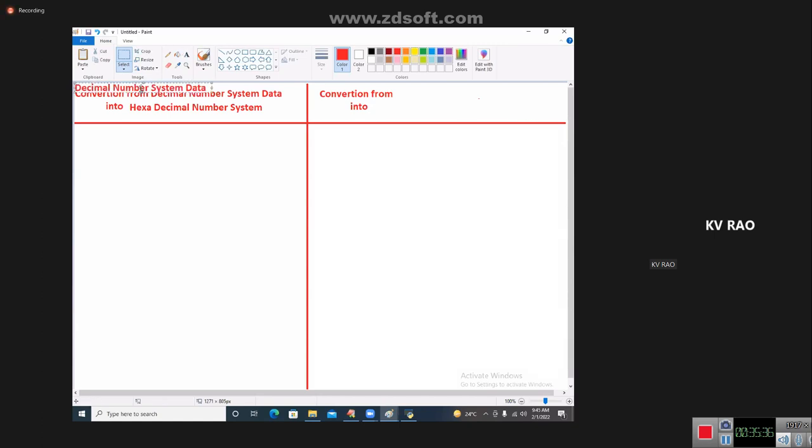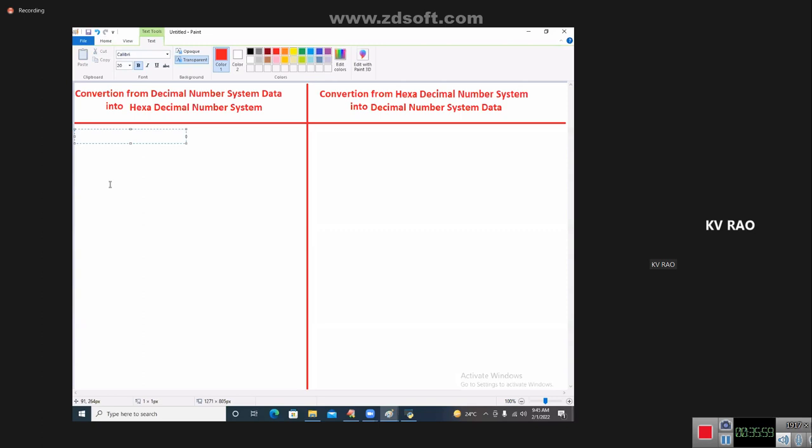I can take this into this area, converting from where? Hexadecimal here. Hexadecimal number system data you are taking, and that part we are going to take like previous. I'm going to take this information, conversion from hexadecimal number system into this one. First, I will take this question here. Let's see carefully.